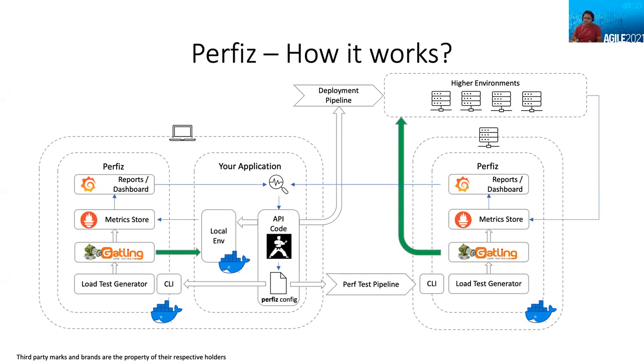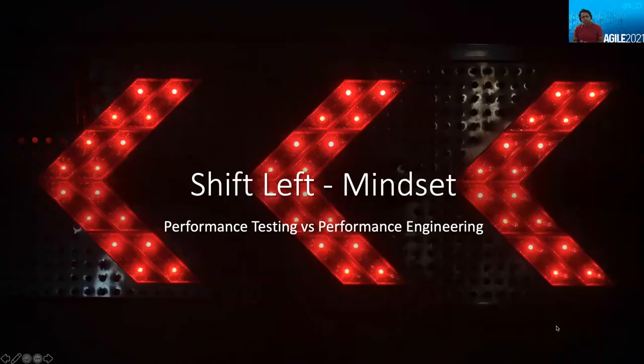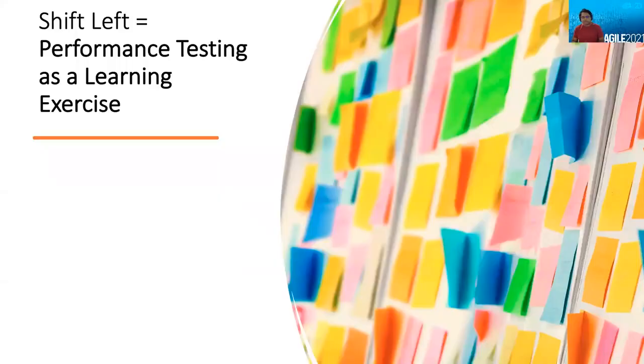So on the left-hand side, you could do your performance testing right on your laptop, identify most of the issues there, shift left with that. And for those verification circumstances, you will have to move on the right. While we have discussed many things, the largest challenge, in my opinion, still remains the mindset. We need to move from the performance testing sort of a thought process towards performance engineering. What do I mean by that?